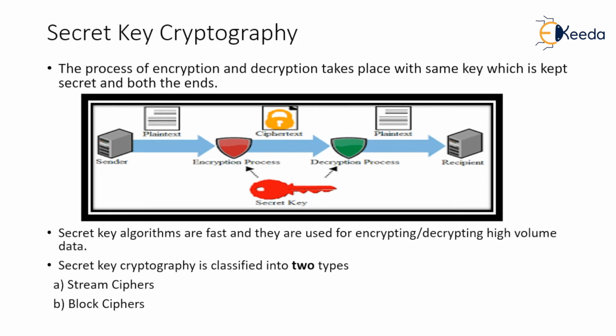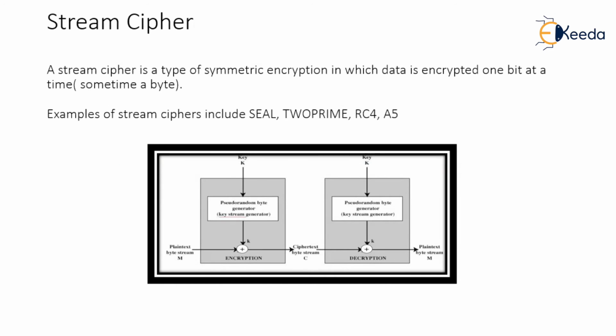Secret key cryptography is basically divided into two types: stream ciphers and block ciphers. Both stream ciphers and block ciphers use the concept of secret key cryptography, wherein encryption and decryption take place with the help of the same key, which is shared at the sender's end and at the receiver's end. So let's first begin with the stream cipher.